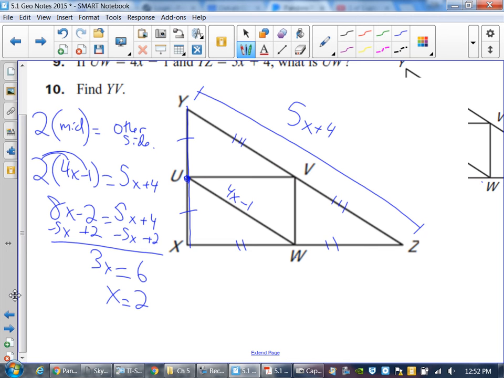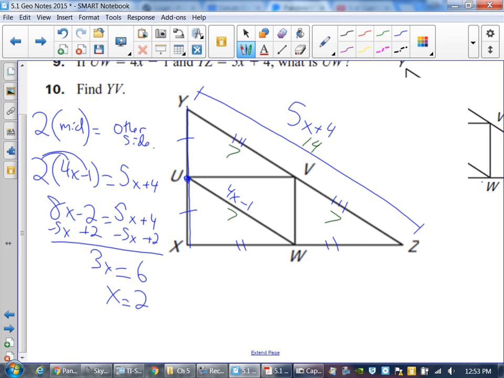Which means we need to figure out what YZ is. So let's check it first to see if it actually worked. What's 4 times 2? 8. Subtract 1, you get 7. That wasn't too tough, was it? What's 5 times 2? 10 plus 4 is 14. What's half of 14? 7.